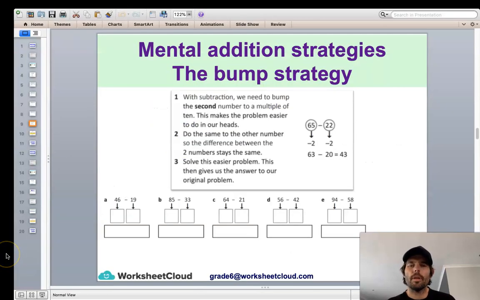The strategy we're going to look at today is called the bump strategy, and we'll read through the instructions on the screen. So with subtraction, we need to bump the second number to a multiple of 10, which is a friendly number.